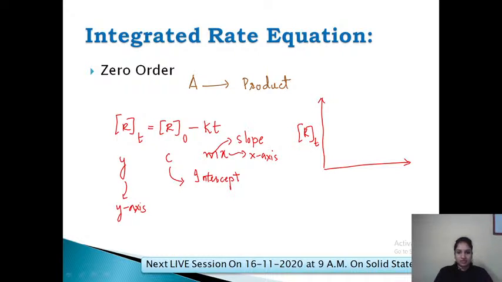Concentration of R at certain time t. Then on the x-axis, what do we have? Time. Then what is your slope? Minus k. Minus k means definitely the graph should come down. So your slope for this graph is minus k. And what is your intercept here? Your intercept is the concentration of R naught. So this is the graph for a zero order reaction.